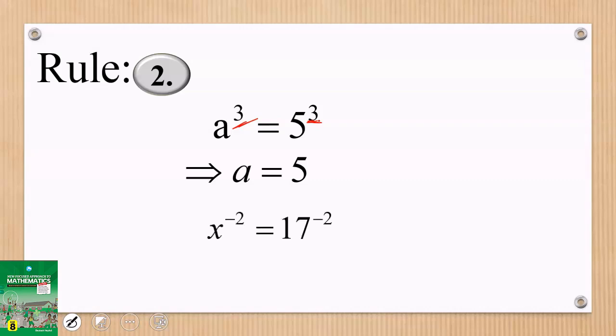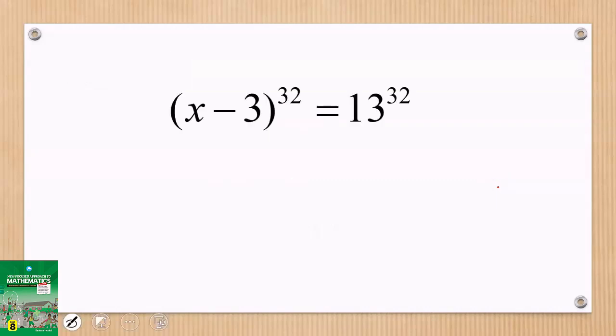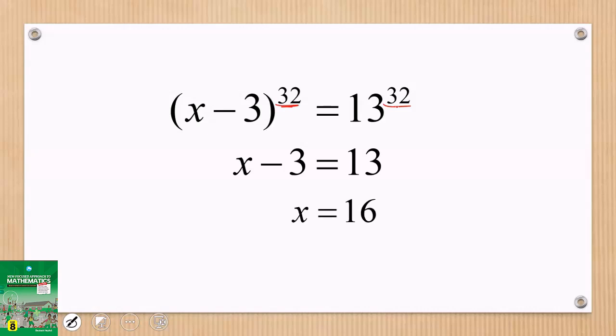Another example can be this. If I have x to the power negative 2 is equal to 17 to the power negative 2, since the exponents are the same, I can say x is equal to 17. Let's look at another example. Say I have x minus 3 all to the power 32 is equal to 13 to the power 32. Since the exponents are the same, I can write x minus 3 equals 13, and solving for x, I will say x is equal to 16.